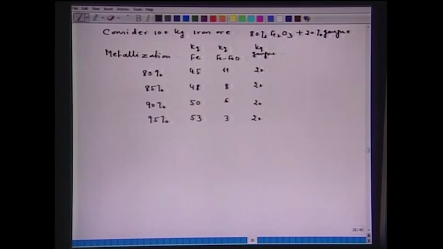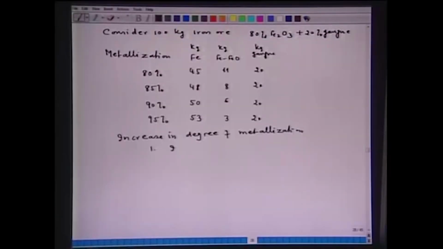So, what is important to see from here? If I increase the degree of metallization, what is it doing? It is increasing the free iron that is being charged with the DRI. That is, first there will be an increase in free iron. It is good because it will contribute to the productivity directly.